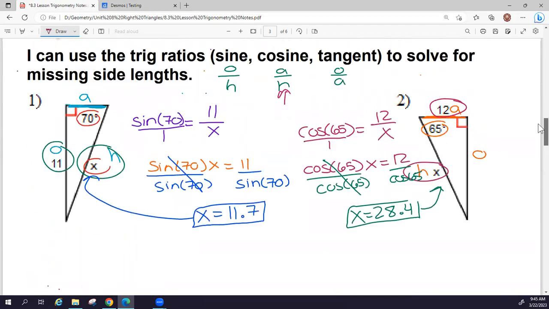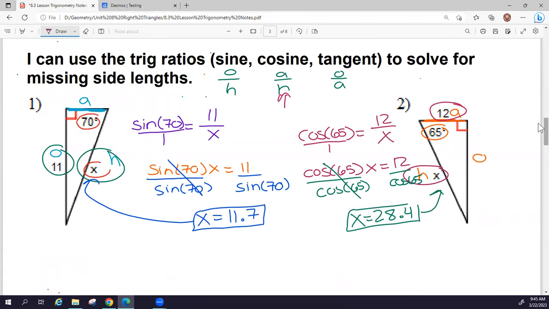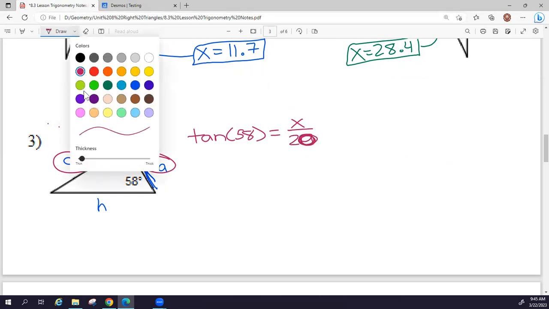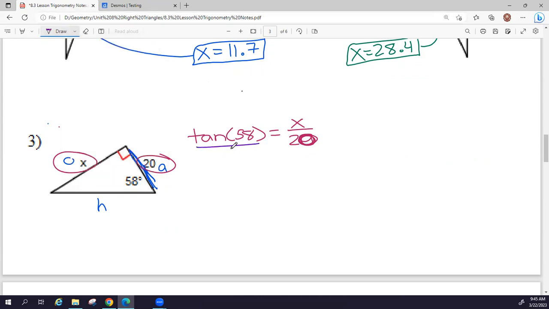O and A make the tangent ratio. So I am going to use tangent here. I'm going to say tangent of my angle 58 is equal to my opposite side x divided by my adjacent side 20. So not 2A, 20. Again, I can turn this into a fraction by dividing by 1, and I can cross multiply. 20 times tangent of 58. And I usually put the number out front here, and you can put it in parentheses if you want to. X times 1 is just x.